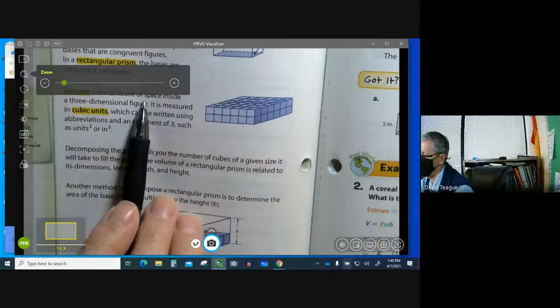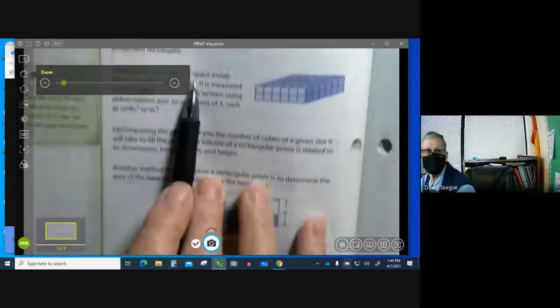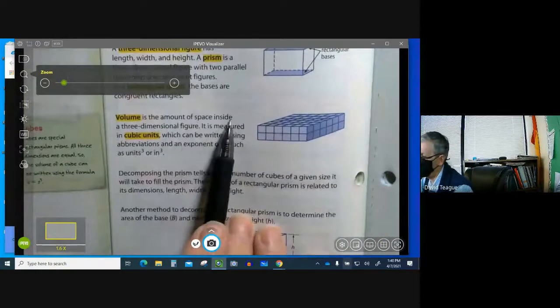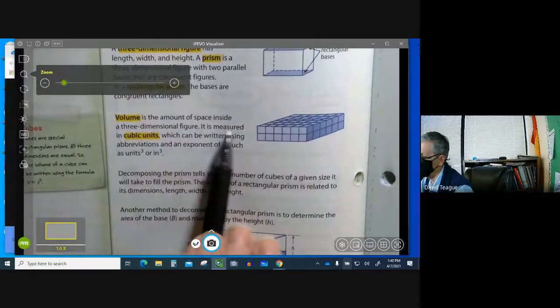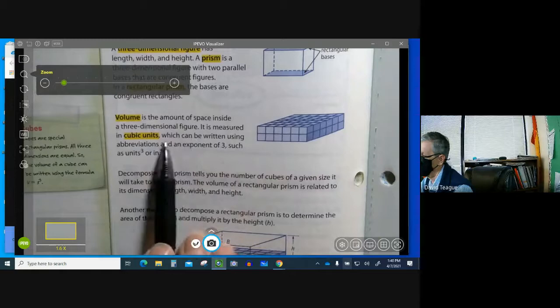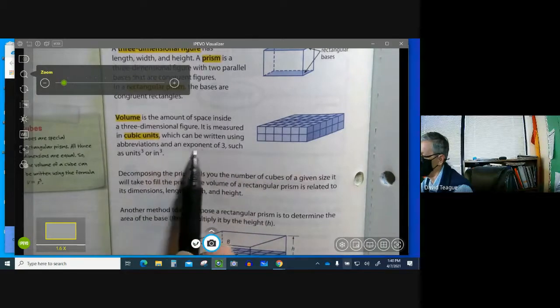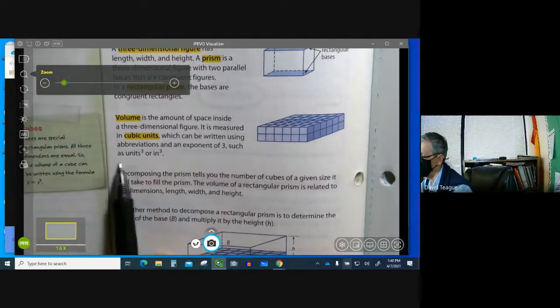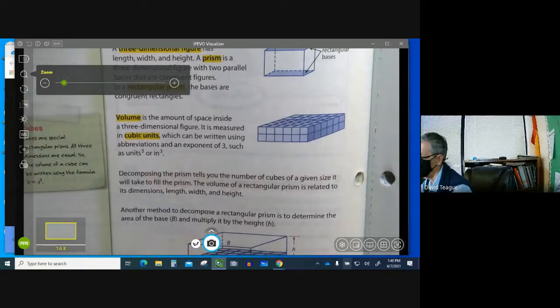Volume is the amount of space inside a 3-dimensional figure. It is measured in cubic units, which can be written using the abbreviations or an exponent of 3, such as units to the 3rd power or inches to the 3rd power.